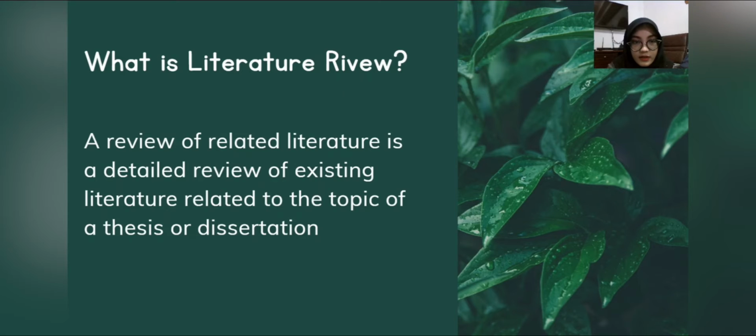What is literature review? Literature review is a detailed review of existing literature related to the topic of a thesis or dissertation. In literature review, we talk about knowledge and findings from existing literature relevant to our topic. If we find gaps or conflicts in existing literature, we can also discuss this in our review, and, if applicable, how you plan to address these gaps or resolve these conflicts through your study.